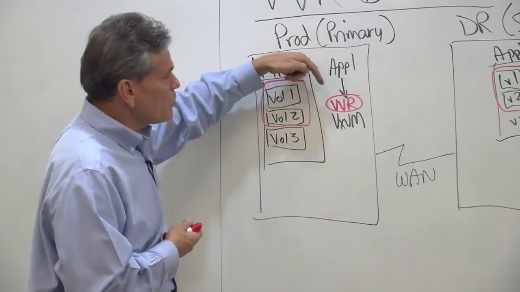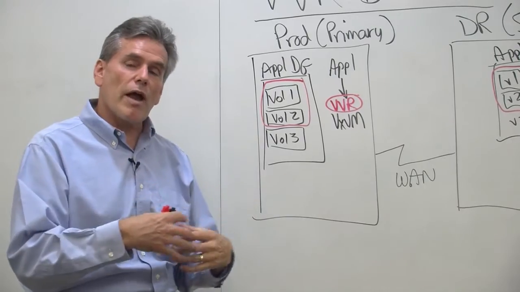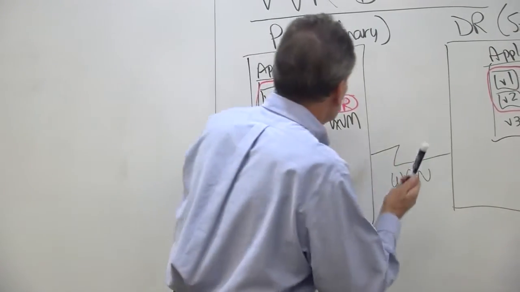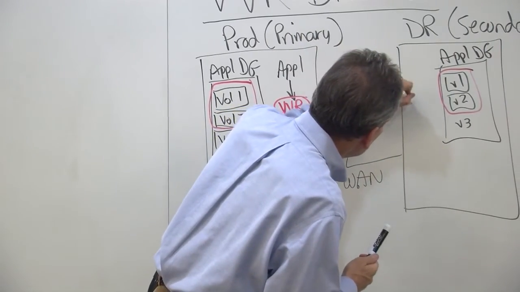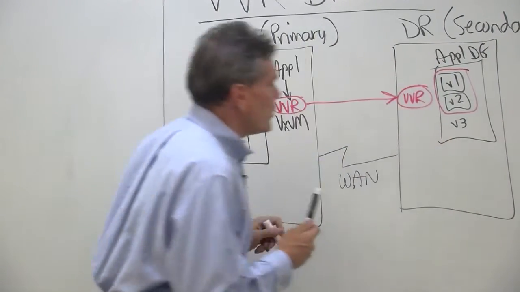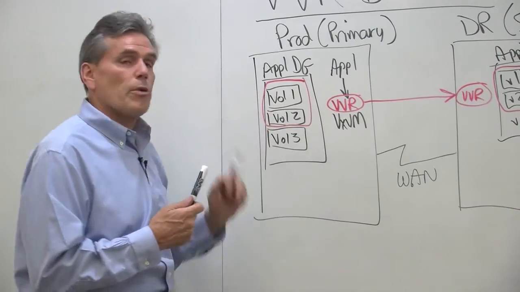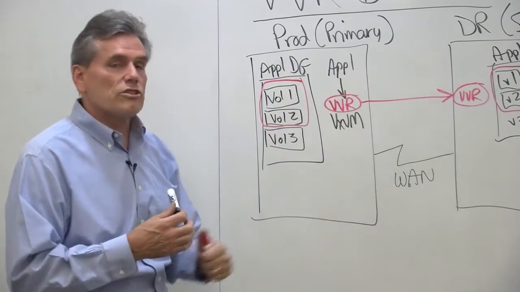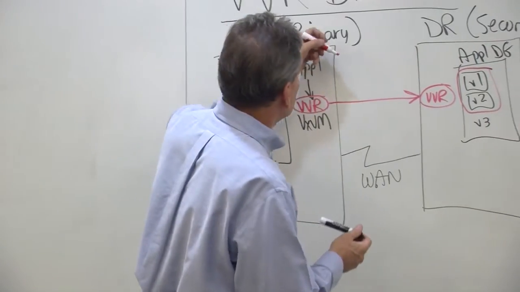So when the application writes come in, VVR actually intercepts those writes and basically sends them to VVR on the other side, as well as responsible for writing them to the local volumes. When this gets sent to the other side, there's 2 typical ways that's done.